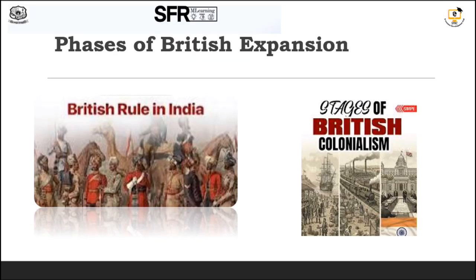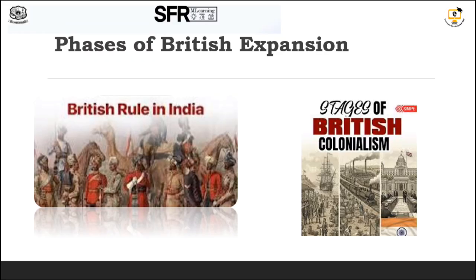Meaning of British paramountcy, we should know that. What is the meaning? British paramountcy refers to the claim of the British government to be the supreme authority in India. Under this doctrine, Indian rulers were allowed to govern only under British supervision. The British reserved the right to interfere in the internal and external affairs of Indian states whenever necessary.